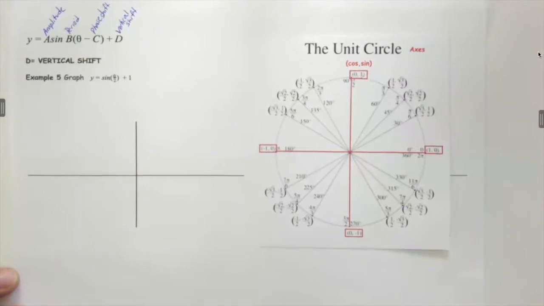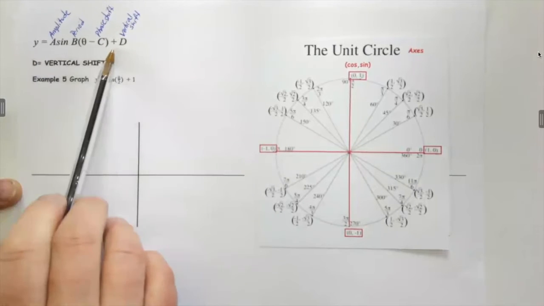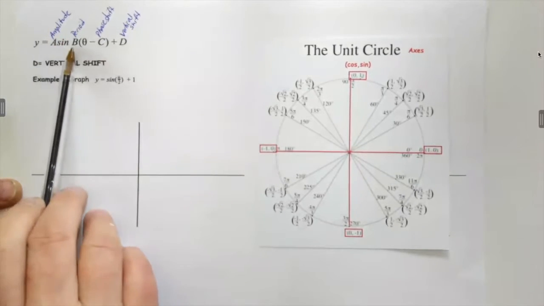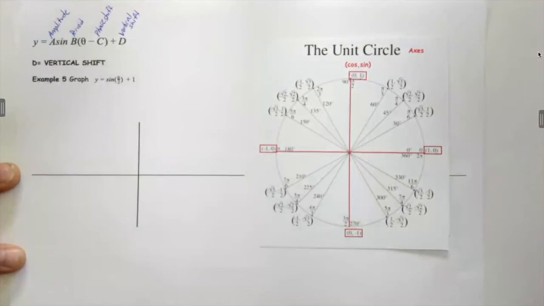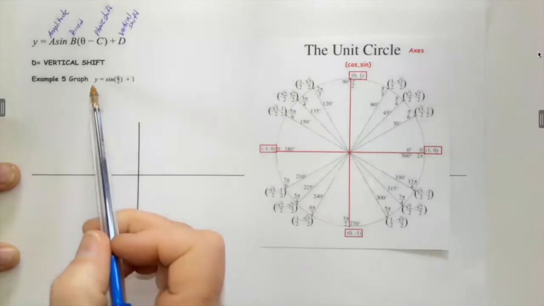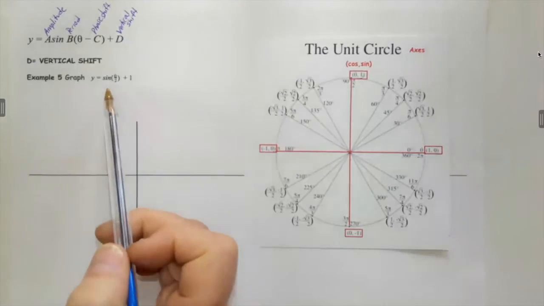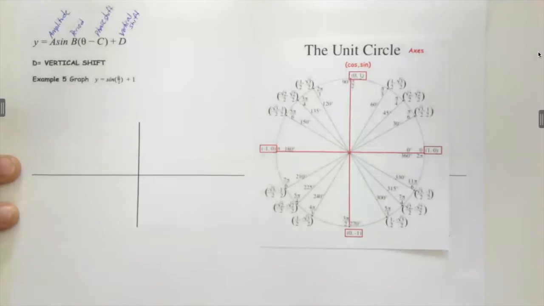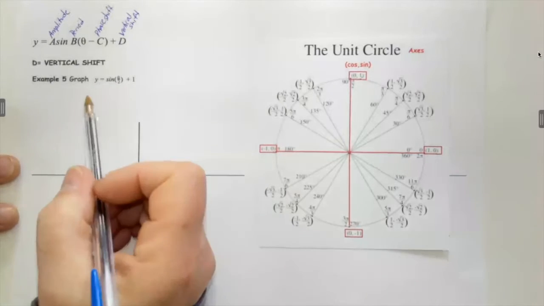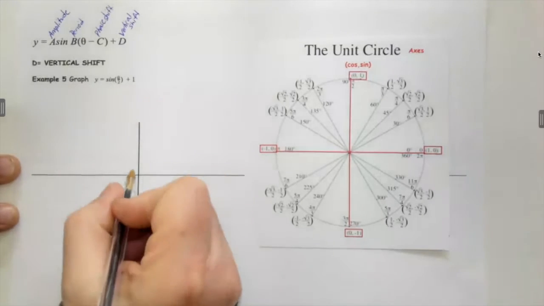Graphing transformations, part 2. We have a formula. A is for amplitude, B is for the period, C is for the phase shift, and D is the vertical shift. The function that we're working with is y equals sine of theta divided by 2 plus 1. My amplitude is 1.